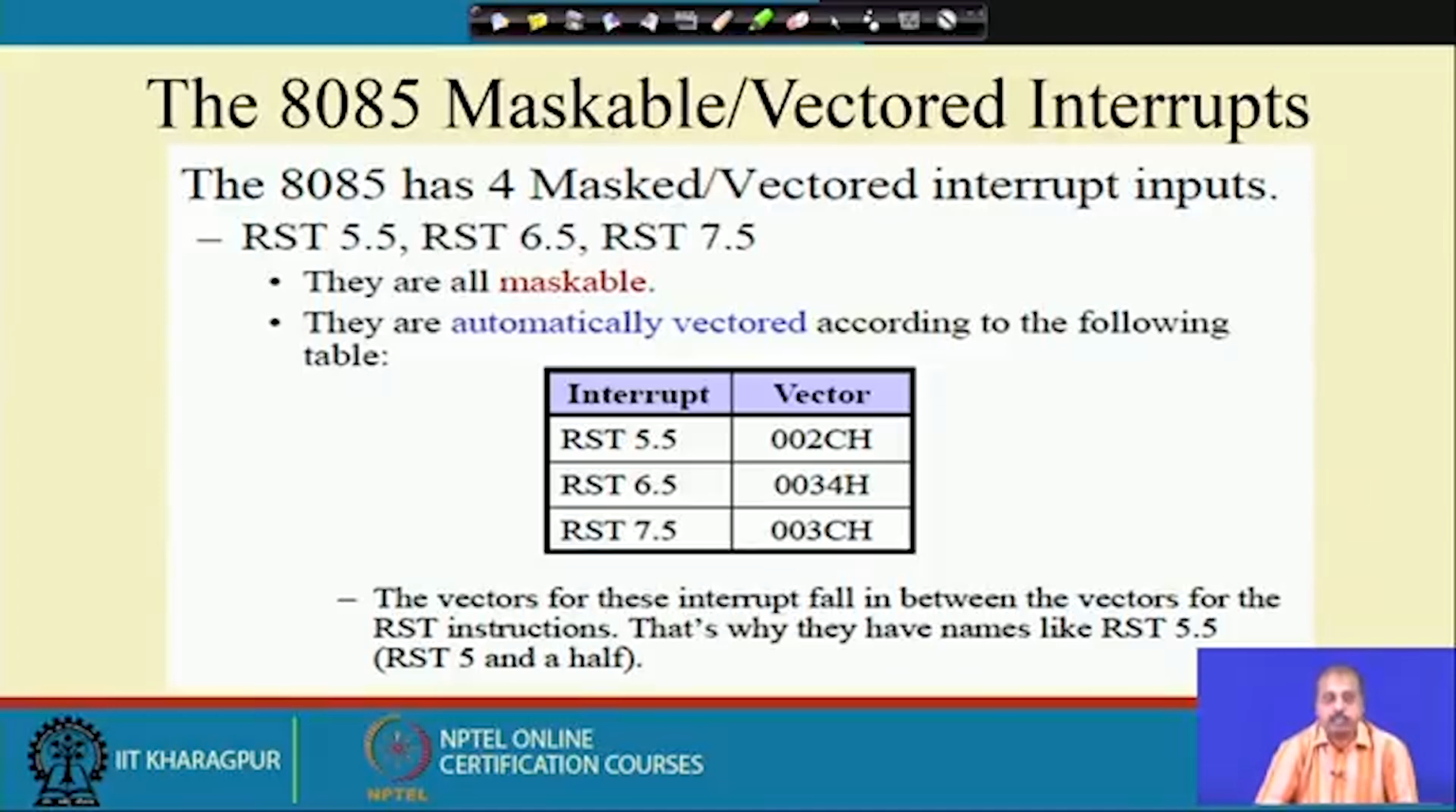And 7.5 is after 7, 4 bytes away from 7. That way it is 7.5. So, that is why it is halfway between the two. It has got the name like that.